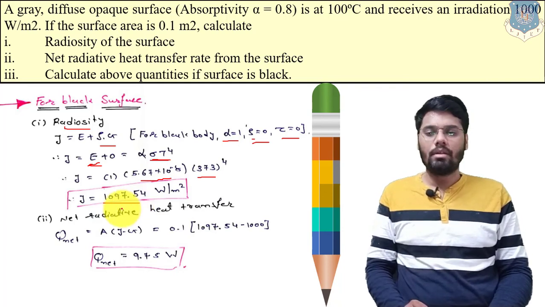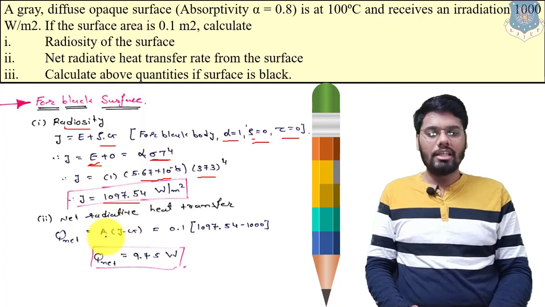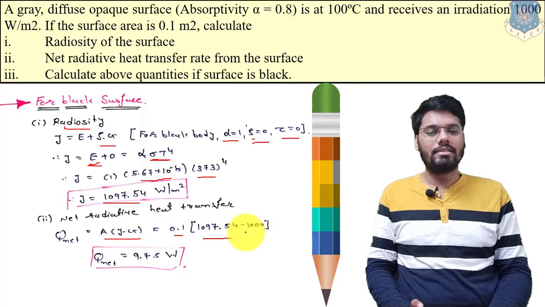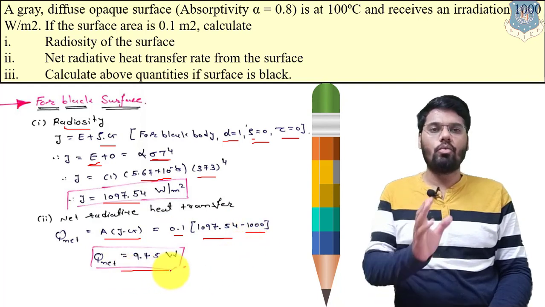Clear? And for the net radiative heat transfer, A into J minus G, we know the value of area is 0.1, J is 1097.54, minus the value of G, which is 1000. So Q net would be 9.75 watt.